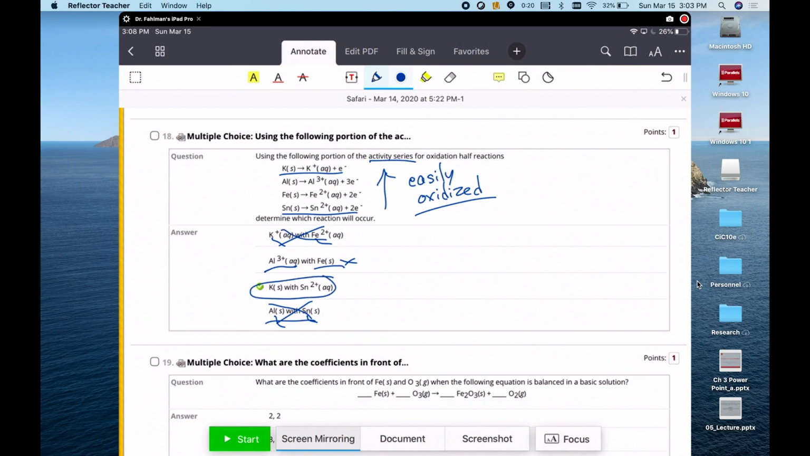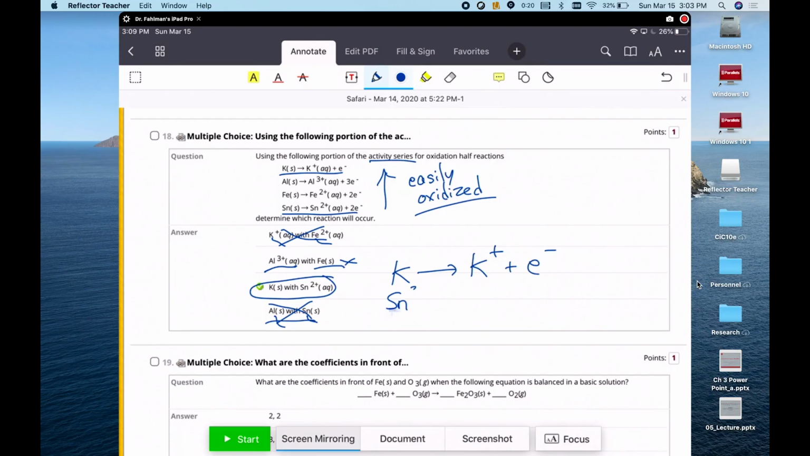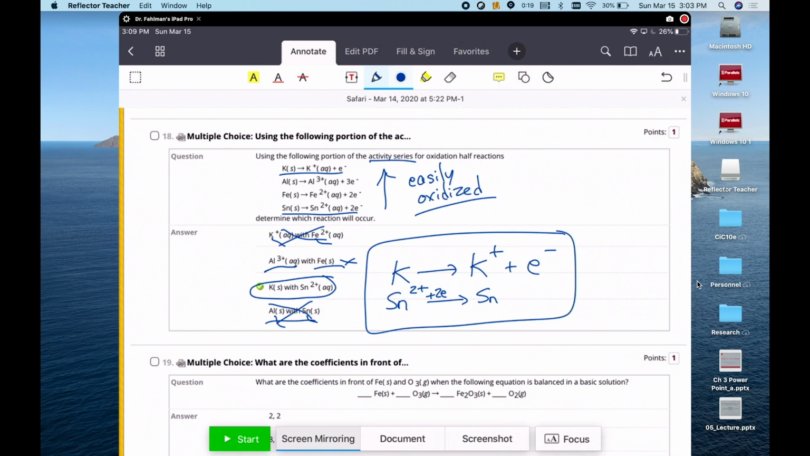So this one says that you will go potassium to potassium ion, and the tin would be reduced. Then you're just looking for which is higher in the series. Potassium is, and so that means that it would be preferentially oxidized.